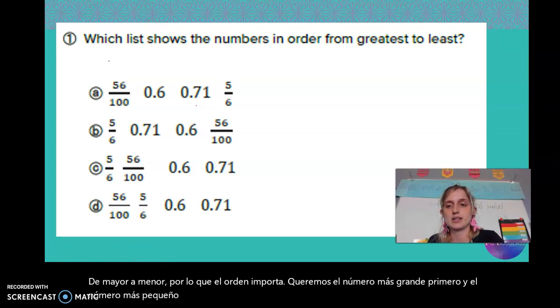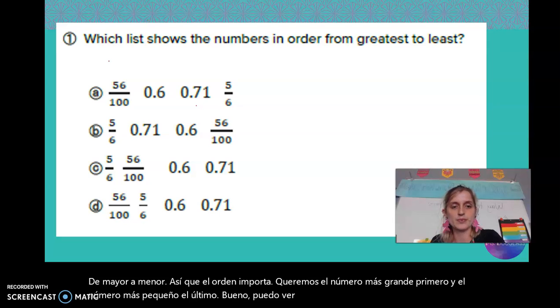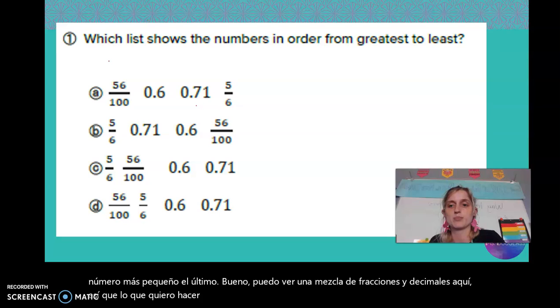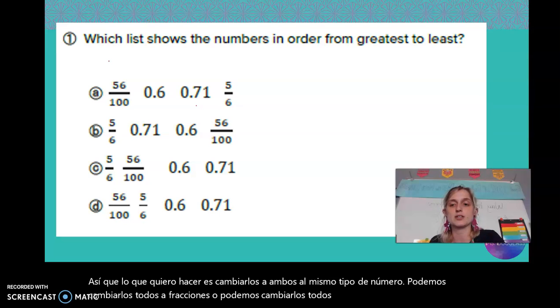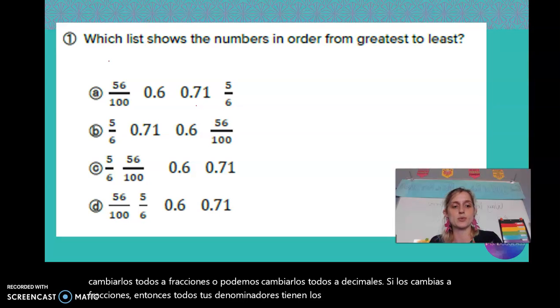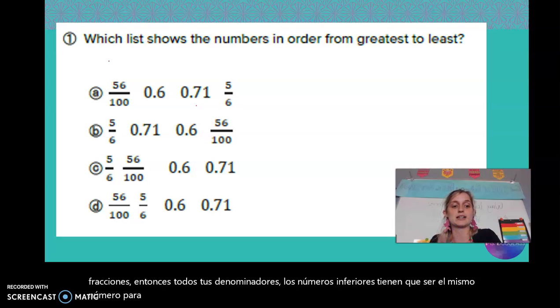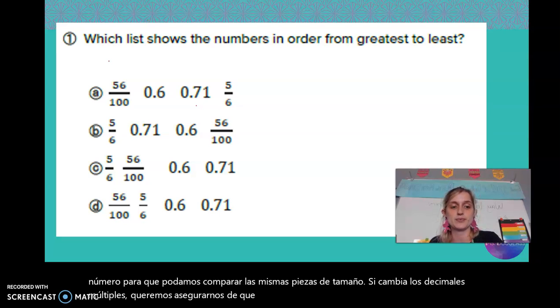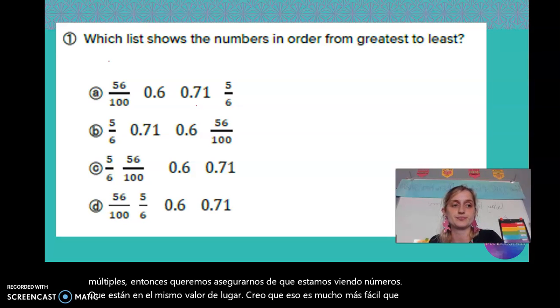Well, I can see a mix of fractions and decimals here. So what I want to do is change them both to the same type of number. We can change them all to fractions or all to decimals. If you change them all to fractions, then all your denominators, the bottom numbers, have to be the same so that we can compare the same size pieces. If you change them all to decimals, then we want to make sure we're looking at numbers in the same place value. I think that's a lot easier than changing to fractions, so that's what I'm going to do.